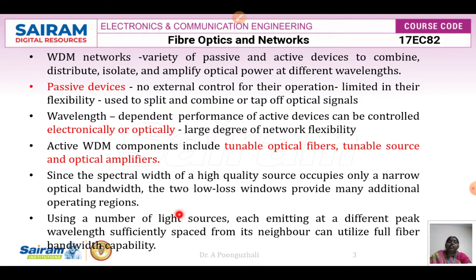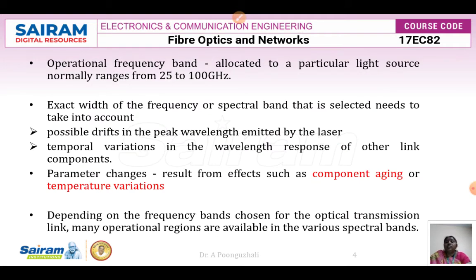So when each light source is going to emit at peak wavelength, they should be sufficiently spaced. When it is sufficiently spaced from the neighbors, it can utilize the full fiber capacity, and the bandwidth capacity can be fully utilized. So the operating frequency band is going to be allocated to a particular light source.